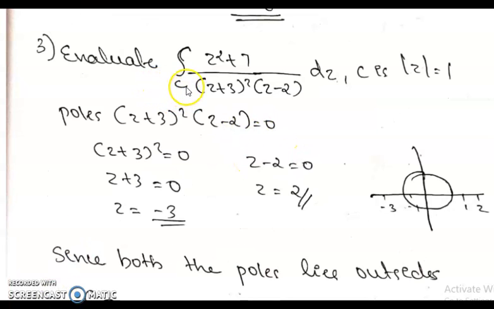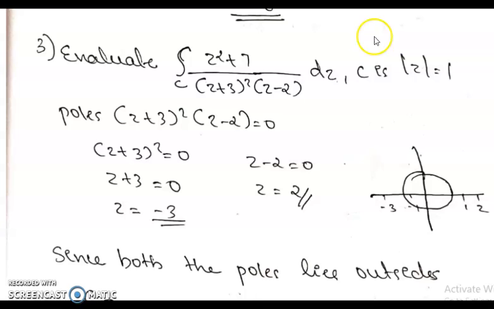So next question, same. Evaluate the integral of z square plus 7 by z plus 3 the whole square into z minus 2 dz. C is mod z equal to 1. Find out the poles. Equate the denominator to 0. Here you get z plus 3 is 0, z equal to minus 3 two times, because you have a square, therefore it is a double pole. When you come here, z equal to 2 is a single pole.